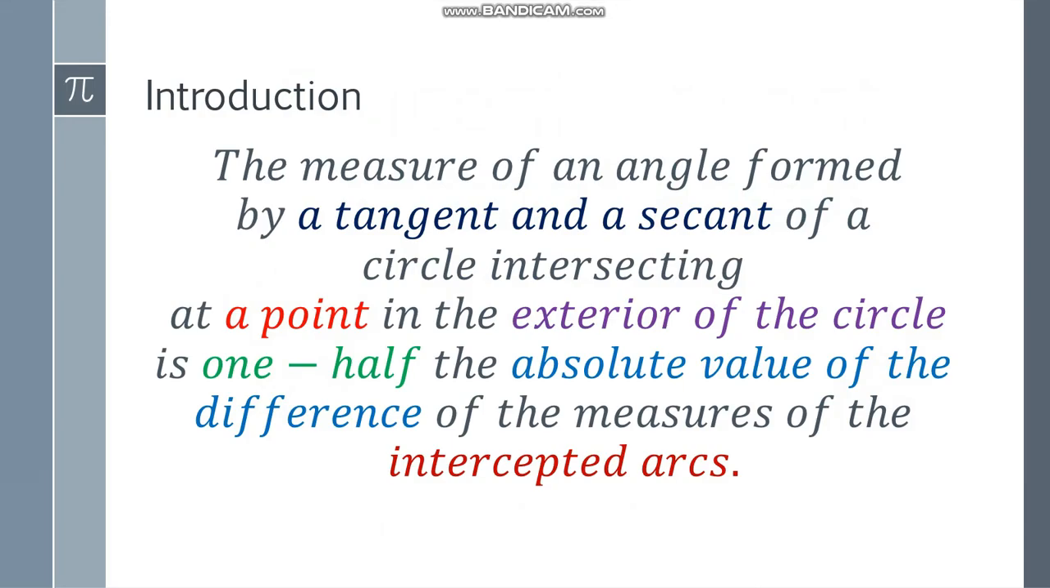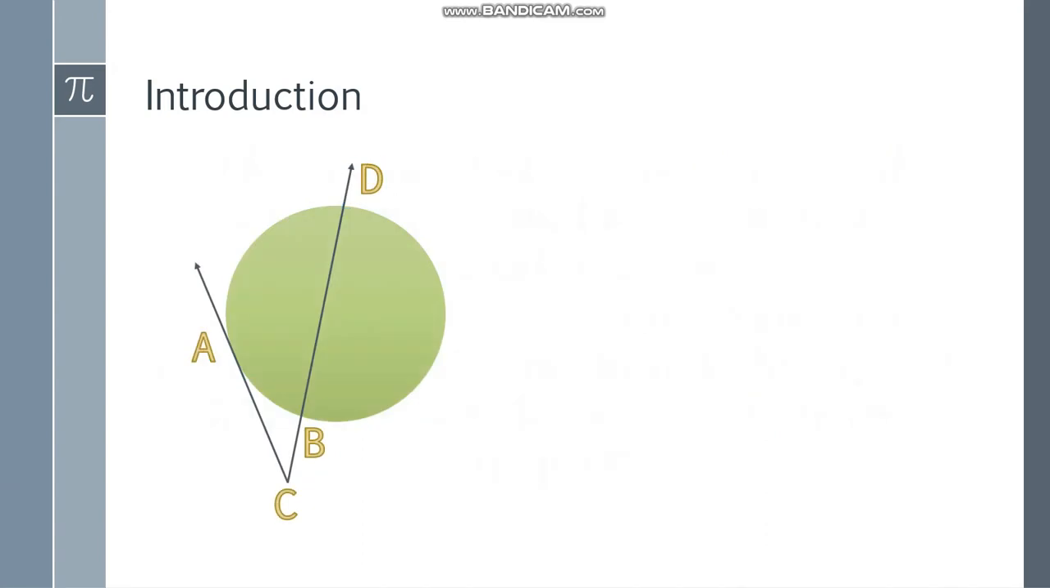The measure of an angle formed by a tangent and a secant of a circle intersecting at a point in the exterior of the circle is 1/2 the absolute value of the difference of the measures of the intercepted arcs. So again, this line AC is the tangent, and line BC or DC is the secant.